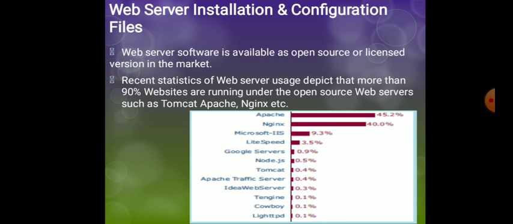Web server installation and configuration. Web server software is available as open source. Already we discussed open source. Open source is free of cost, with licensed versions also in the market. Recent statistics of web server usage show that more than 90% of websites are running on open source web servers such as Tomcat, Apache, and others.